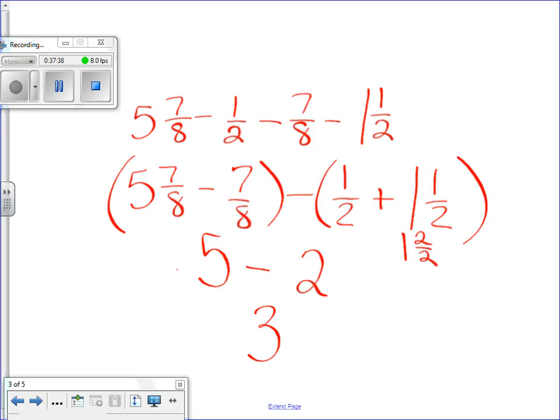Okay. I subtracted this one from 5 7/8 because it had the same denominator. If it had a 2, I would have put it over here. I would have combined all of them and then subtracted it from there. Does that make more sense?